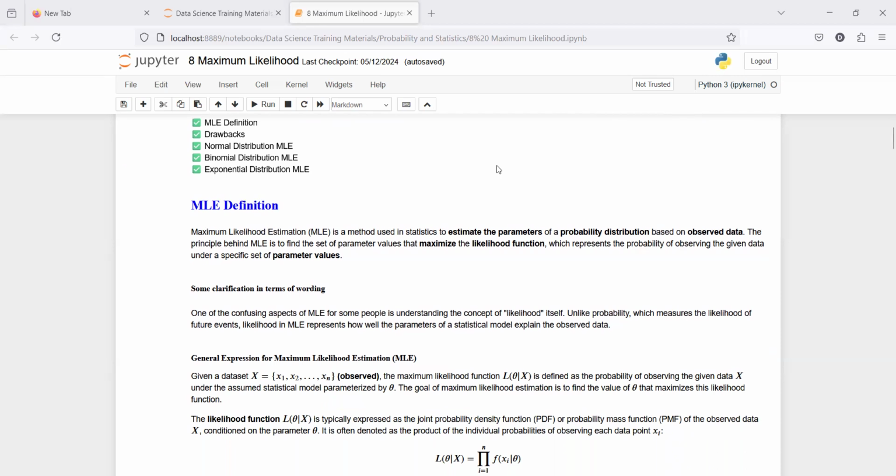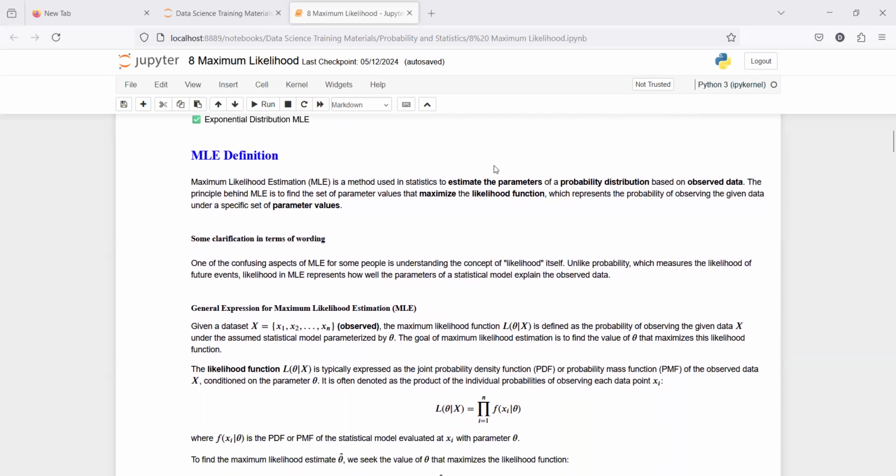Some clarification in terms of wording. One of the confusing aspects of MLE for some people is understanding the concept of likelihood. Likelihood is used in probability, and this is not it. In MLE, the likelihood means basically how well the parameters of a statistical model explain the observed data.